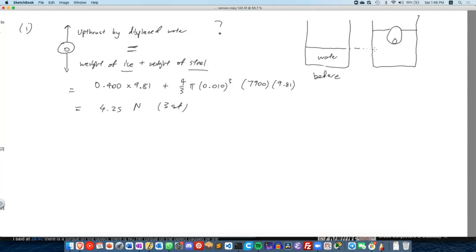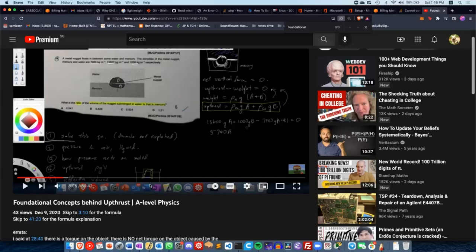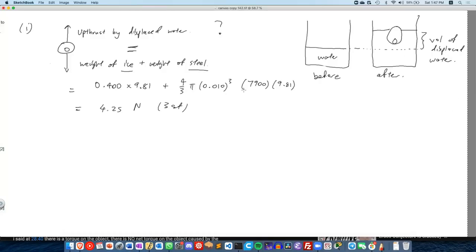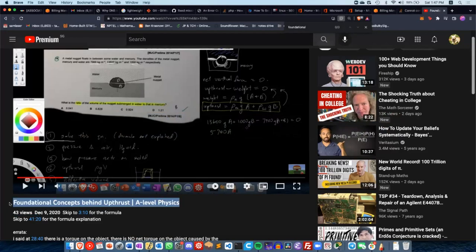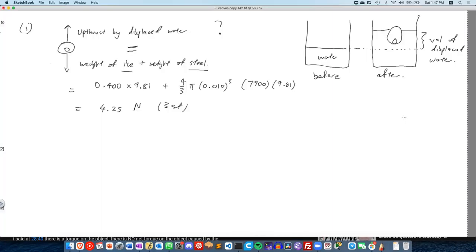So the volume of the displaced water is going to be, if you draw an imaginary line from before and after, this is the volume of the displaced water. So don't worry about the submerged object. Just compare the before level and the after level. So if you want more elaboration on how you calculate this, then I can refer you to this video over here, where I go through in a very in-depth manner how upthrust is derived, how Archimedes principle is derived, and stuff about static pressure. Okay, so that's it.